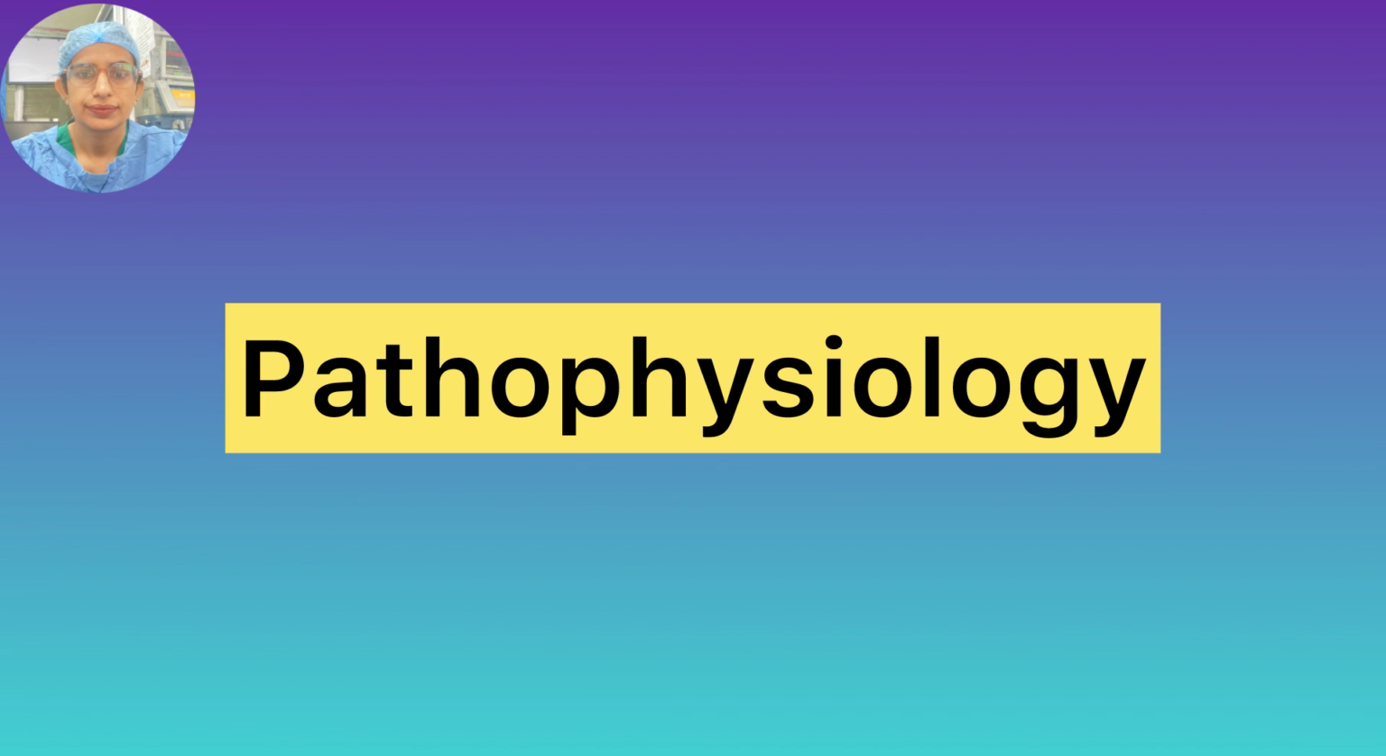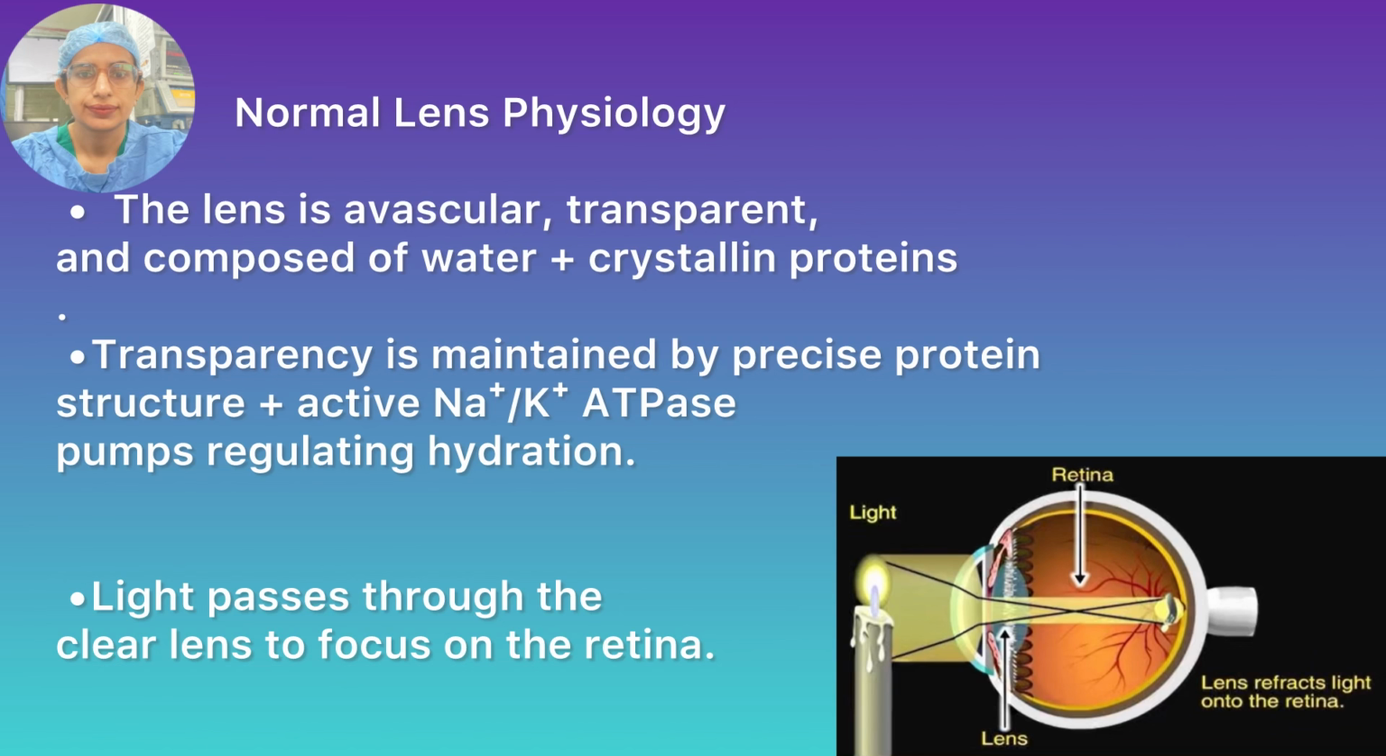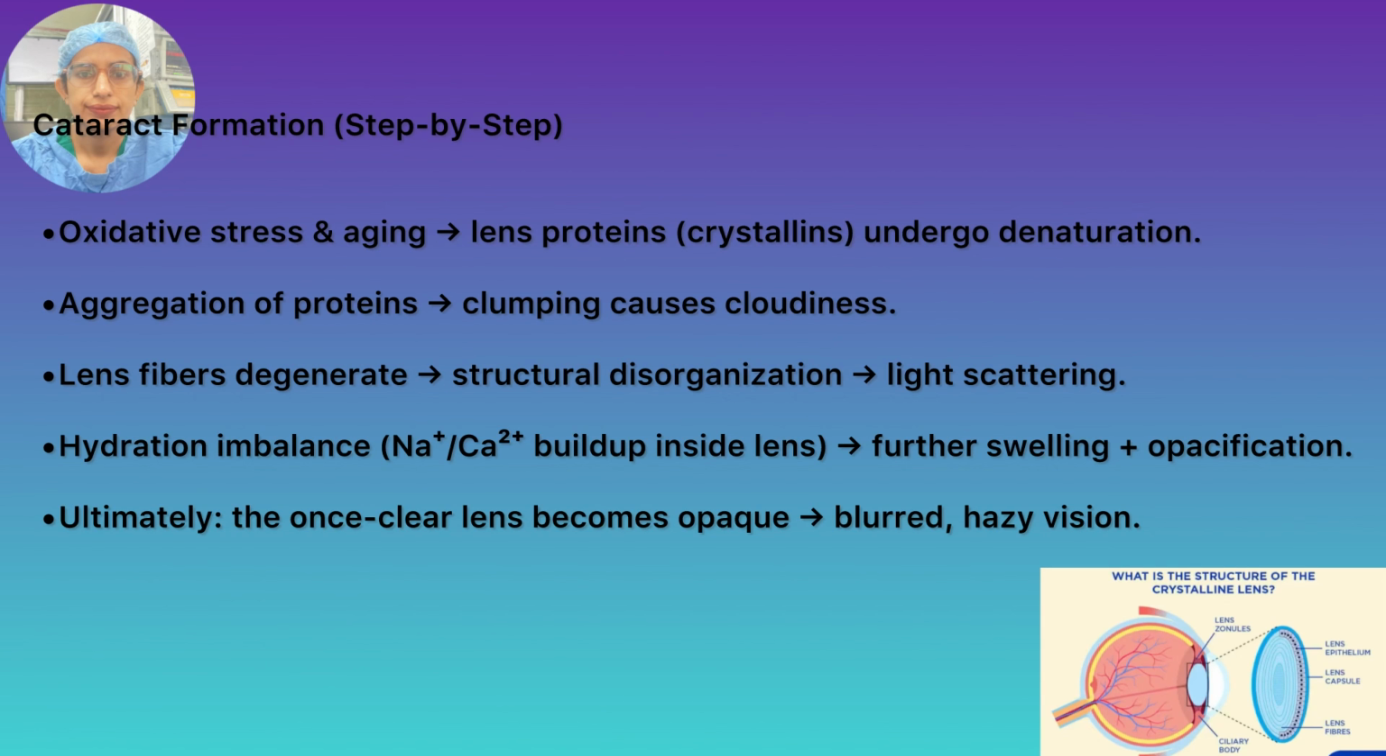Next is pathophysiology. In normal lens physiology, the lens is avascular and transparent, and composed of water and crystalline protein. Transparency is maintained by precise protein structure plus active potassium and sodium ATPase pumps that regulate hydration. So when the lens is clear, light passes through it to focus on the retina. In cataract, there is oxidative stress or aging, which are risk factors we will discuss later.